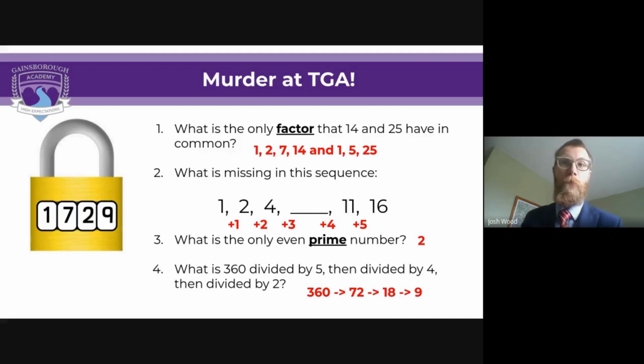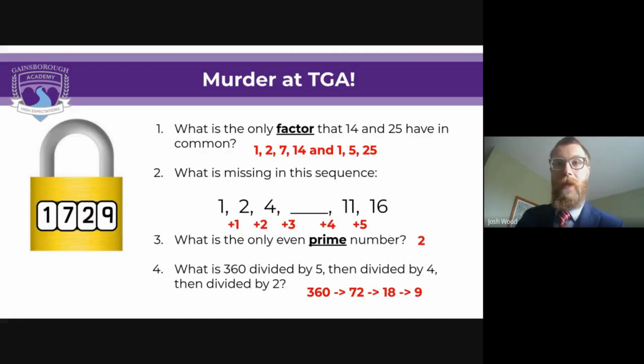The fourth question is dividing 360 by 5 and then dividing that by 4 and then dividing that by 2. So if we start off with 360 and divide it by 5, we would get 72. If we then divide 72 by 4, we would get 18. If we then divide 18 by 2, we would get 9. So the final digit in our combination is 1729.